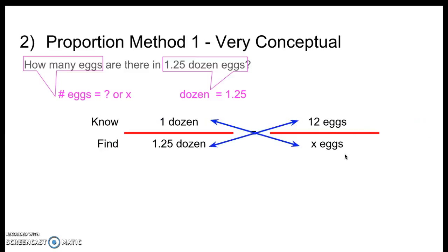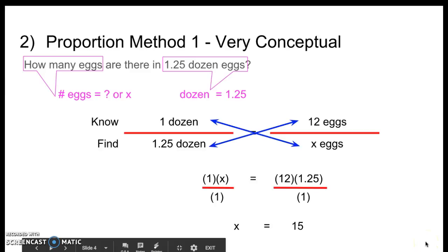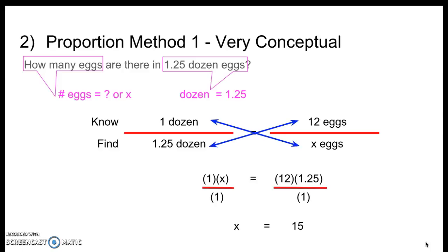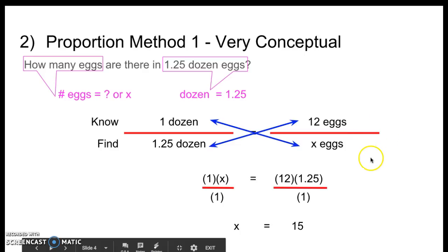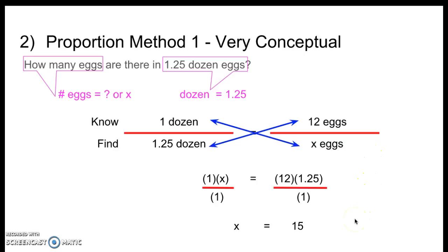Okay, once we have that information, then we can cross multiply, because whenever you have two fractions set equal to each other, you can cross multiply to solve for X. So the next line down I have X times 1, or 1 times X, and that's over here, and 1.25 times 12, and that's over here. To solve for X, I need to isolate it, so I would divide both sides by 1, and that will give me X is equal to 15. So this is the math that we would do for proportion method 1. This method is pretty conceptual. Again, you're taking the two equations and then turning them into fractions and then solving using cross multiplication.